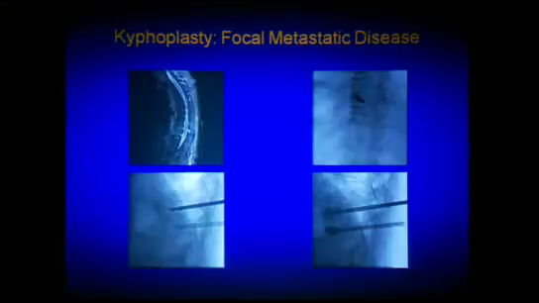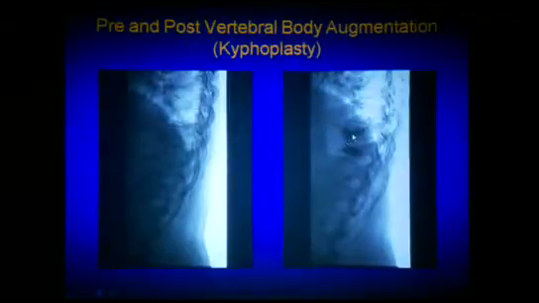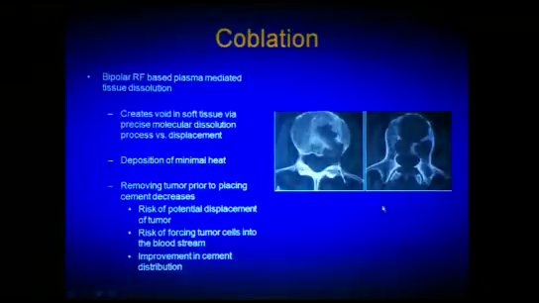Here's a patient with breast cancer with a focal metastasis to T11 and T12. We actually put the cannulas in both vertebral bodies, blow up the balloon, creating our cavity, and we have some height restoration on T11, but she got significantly better with her pain palliation as a result.